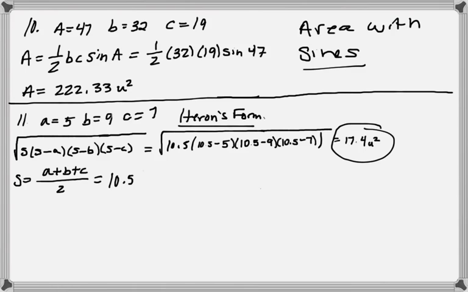Okay? So there's both 10 and 11. You have your areas. One with sines, one with Heron's formula. Make sure that you know how to use those. Those are pretty straightforward, not complicated.